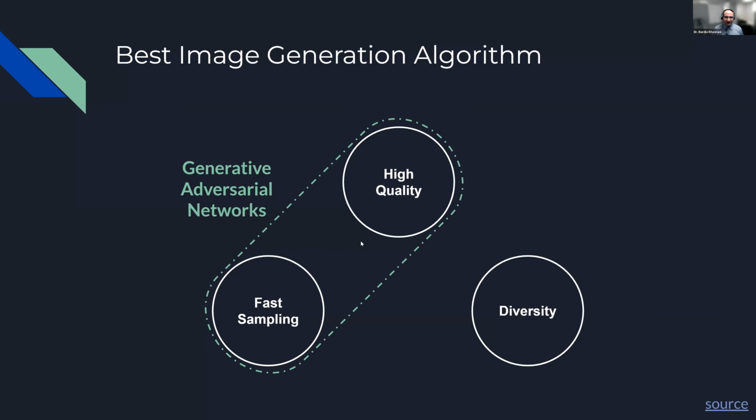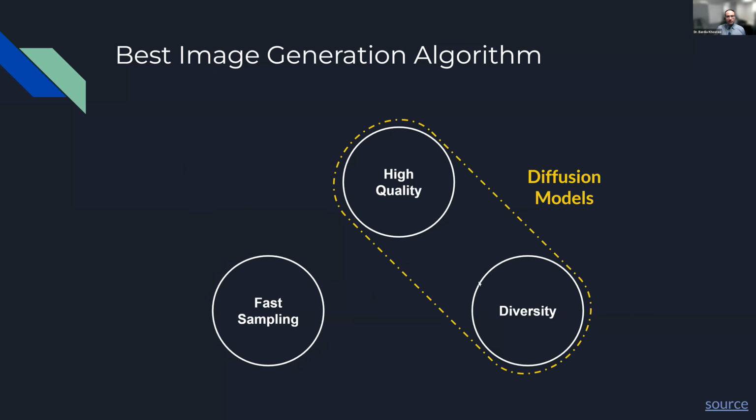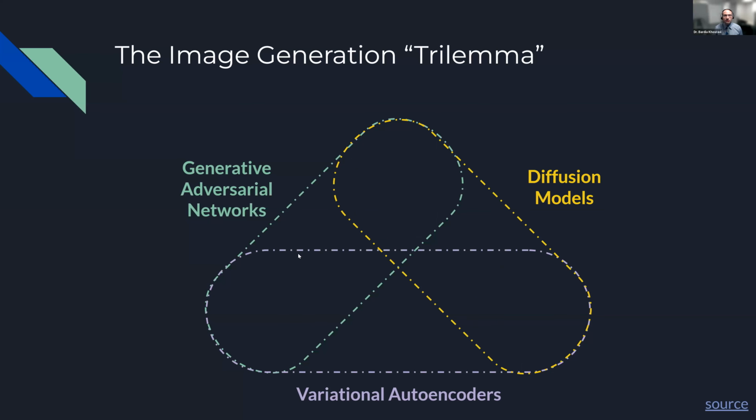Then we have generative adversarial networks, which are high quality and very fast, but they suffer from a phenomenon called mode collapse. It means that if you're trying to generate 10 numbers, the model will learn to generate 5 of them very well and will forget about the other 5. That's called mode collapse. It reduces diversity. And then finally, diffusion models create high quality images. They're very diverse, but as you saw, we're going to denoise step by step. So the sampling rate is slow. This is called the generative image generation trilemma.